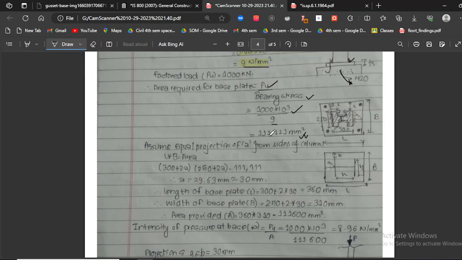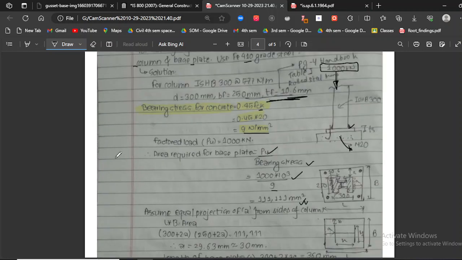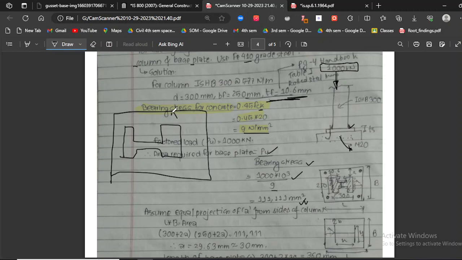So we have found out my area. Basically my area is going to be L into B. So let me just explain how this is done. You can just draw the figure over here. So this is going to be my base plate. From my top view, this is my column. This is my steel column from the top, and this is going to be my projection A, and this is my another projection A. This is up to here only.